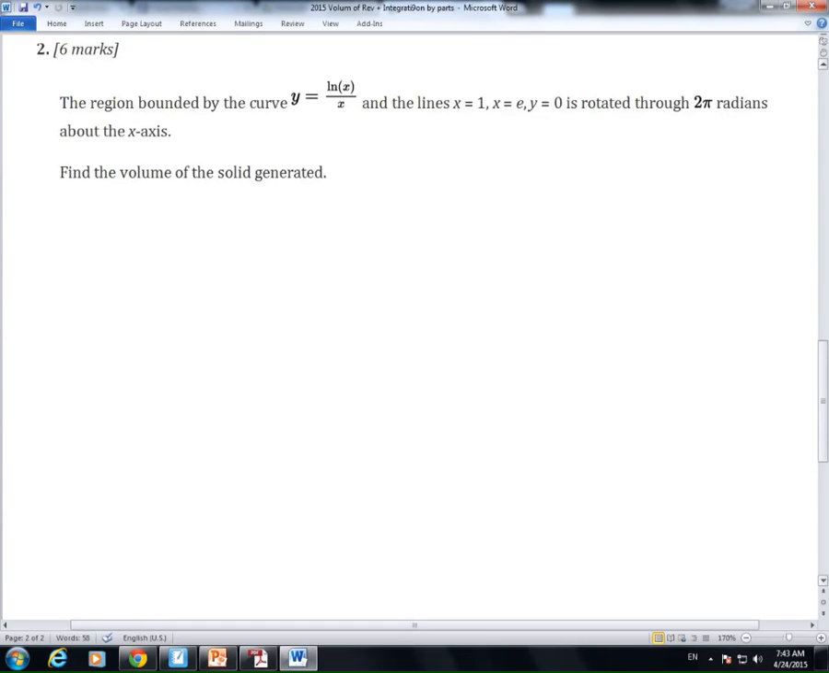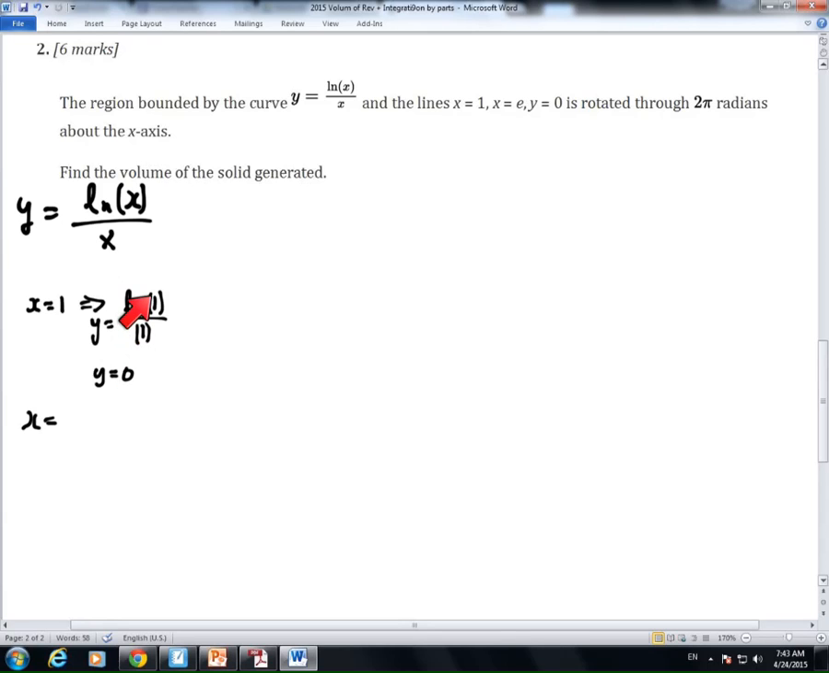Alright, here's a quick look at another IB high-level problem involving integration by parts and volumes of revolution. This one is a little bit easier to evaluate than the other one in terms of determining what the shaded regions are, because our parameters are x equals 1 and x equals e and y equals 0, which is the x-axis. So we're basically just going under the curve with these boundaries.